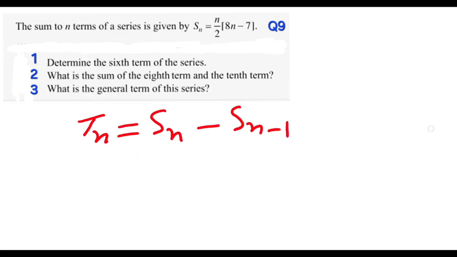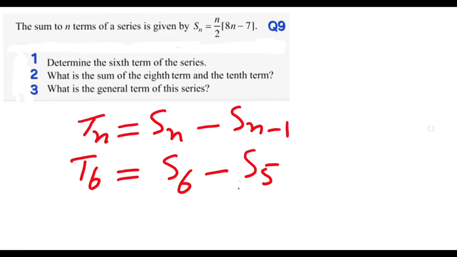Meaning, say we need to find the sixth term. So the sixth term we need to find is S6 minus S5, 6 minus 1. So you need to find S6 and S5, and then from S6 you minus the S5, that will be the term 6. So this is very important.